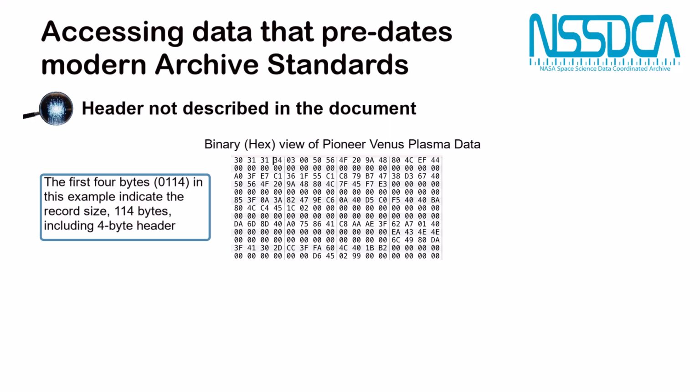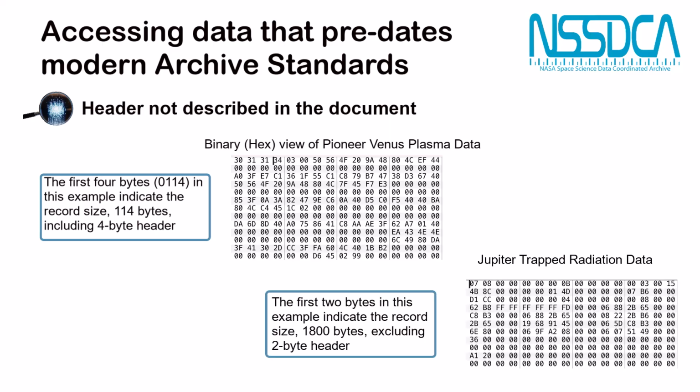However, in this case, the 114-byte record size includes the 4-byte header, so the actual data portion of the record is 110 bytes. In another example, if you read the first 2 bytes as an integer, the value comes out to 1800. This also represents the size of one record, but here the actual data is 1800 bytes, excluding the 2-byte header. From these examples, we can see 2 different ways that headers can indicate record size. One includes the header and the other excludes it. In one case, the size is stored as a 4-byte character string. In the other, it is stored as a 2-byte integer.